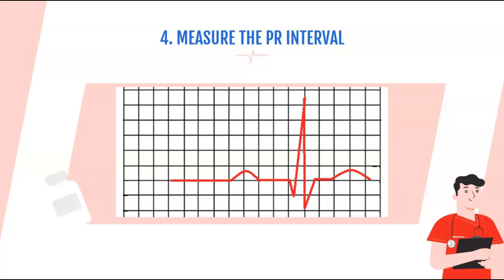Step 4 is measuring the PR interval. Remember, the PR interval is from the beginning of the P wave to the start of the QRS complex. You'll want to count the small squares between the start of the P wave and the start of the QRS complex, and then multiply by 0.04 seconds. Normal PR interval is 0.12 to 0.20 seconds and constant throughout the entire strip.